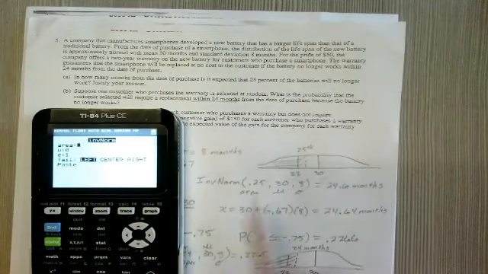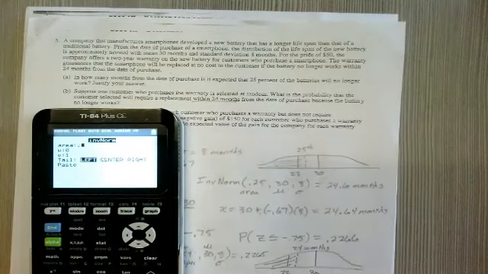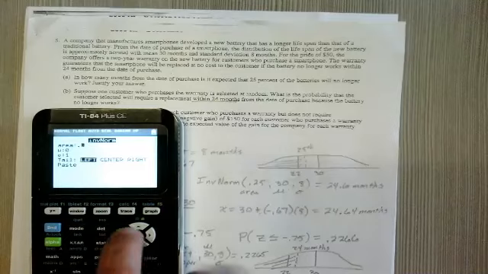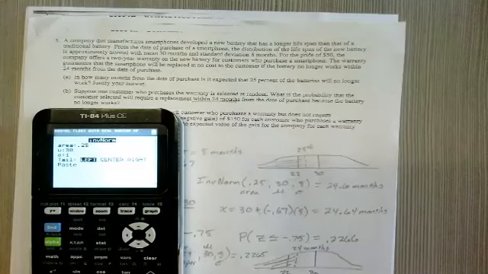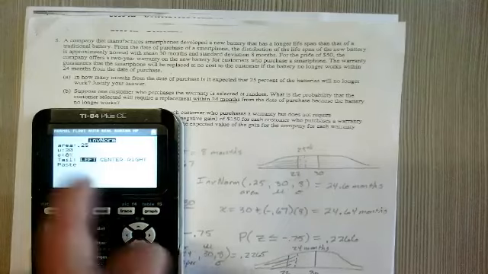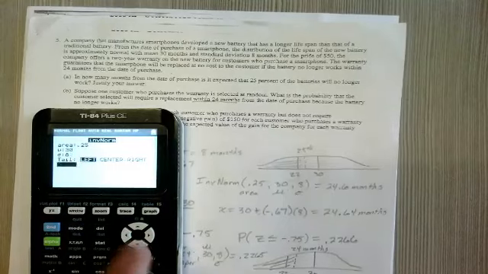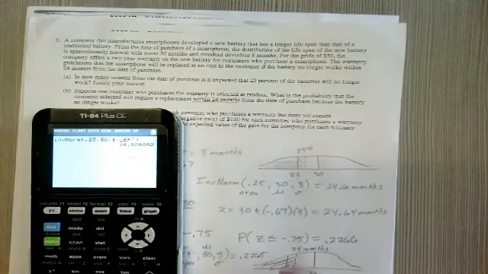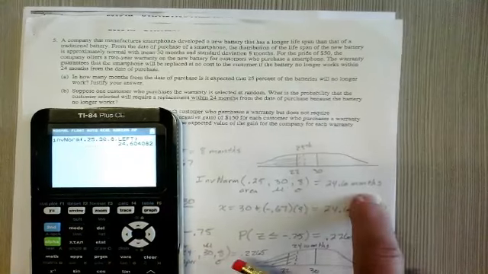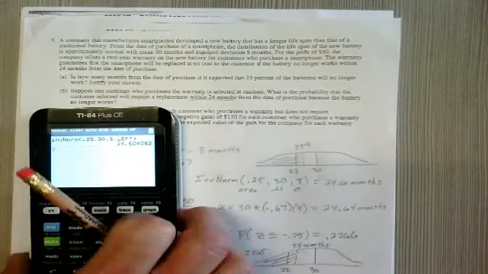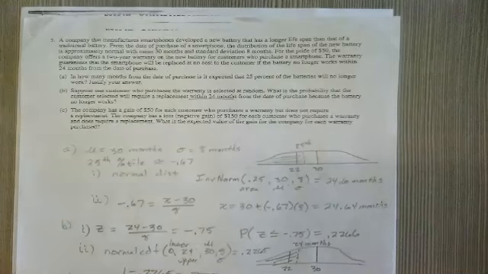So here to the left, my area is 0.25. My mean was 30. My standard deviation was 8. I want to the left of this value, and I paste it, and it tells me that's about 24.6, or in other words, 24.6 months, which is a little over 2 years, right? A little over 2 years.